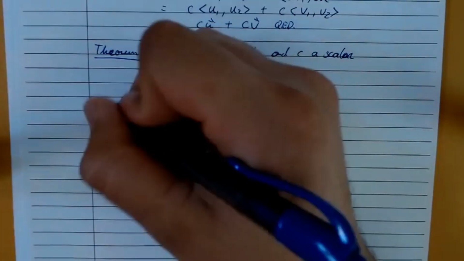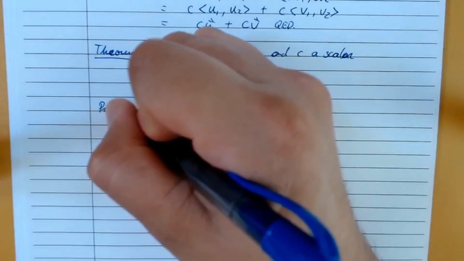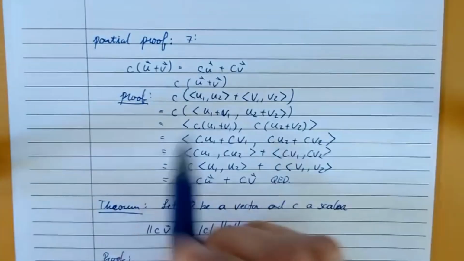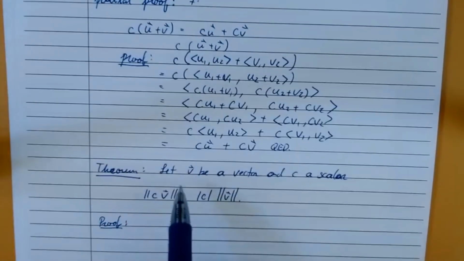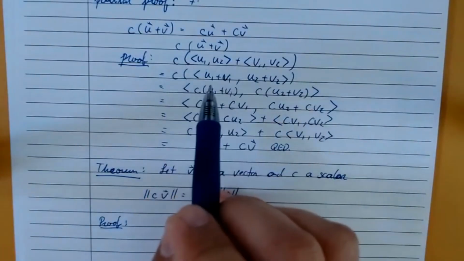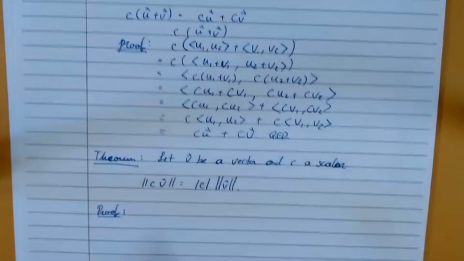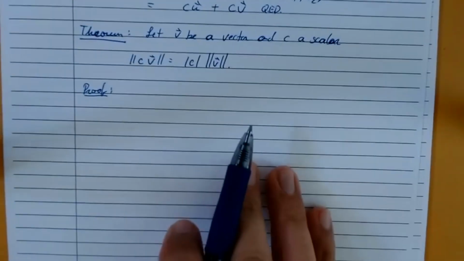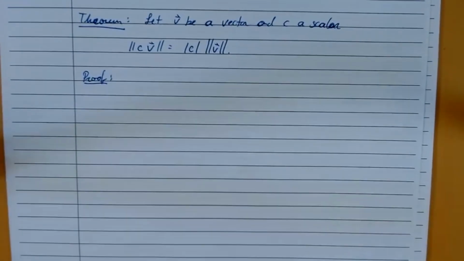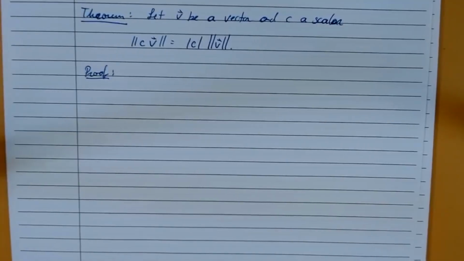Go ahead and give this a try. Just like we had with the previous one, pretty much start with the left side, write it out in component form, expand, and then separate it back out. See if you can do this. Pause the video now and give this proof a try. Once you're done, you can go ahead and unpause and we'll go through it together.